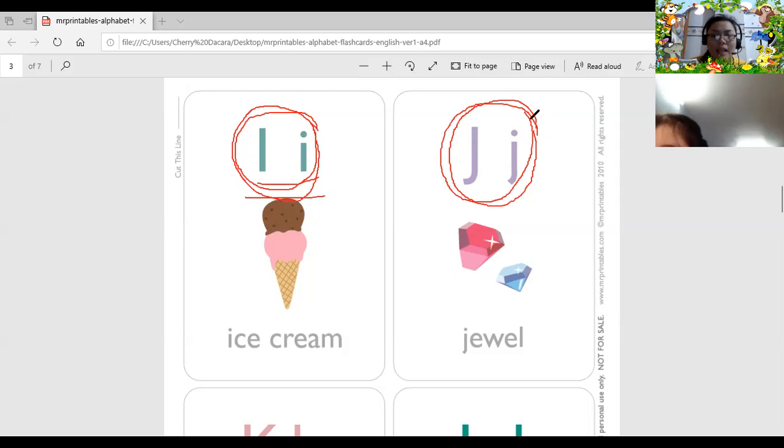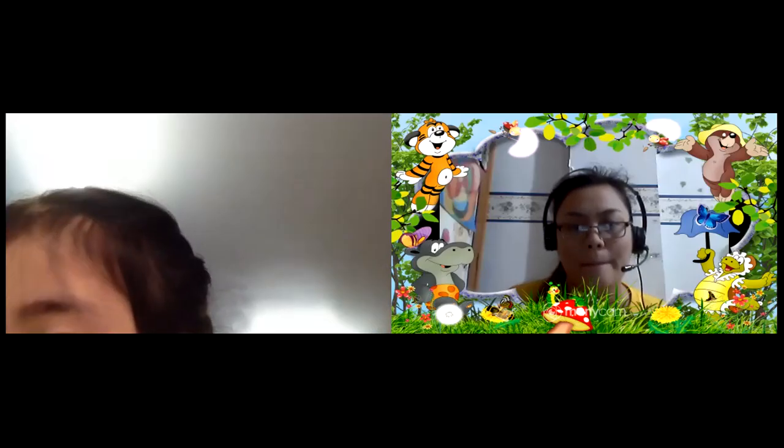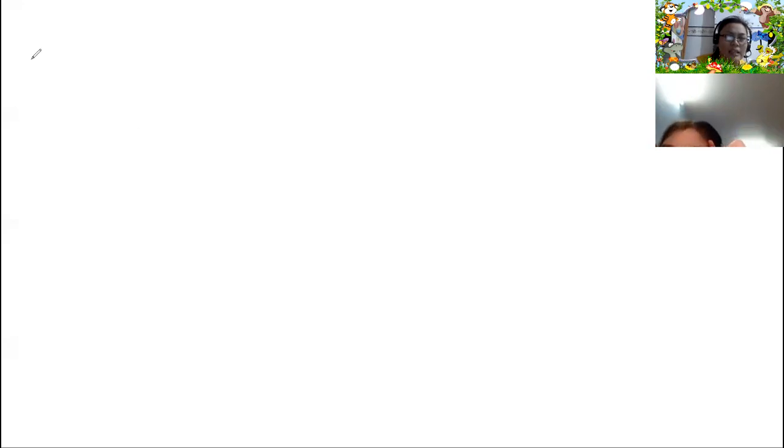Letter J. Okay. One more time. Letter J. Very good, Bong. Okay, Bong, let's practice writing letter I and letter J. Letter J. Okay, letter J. So, Bong, again, Bong, what letter is this? Letter Z. The I. Very good, Bong. That is letter I. Good job.